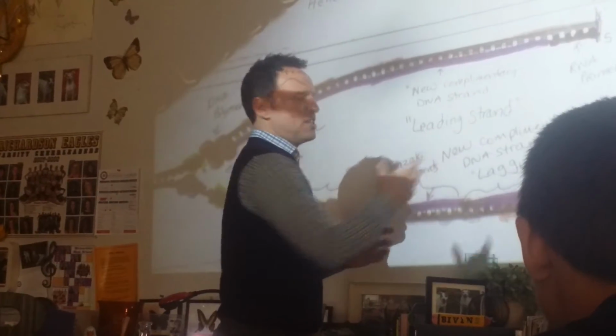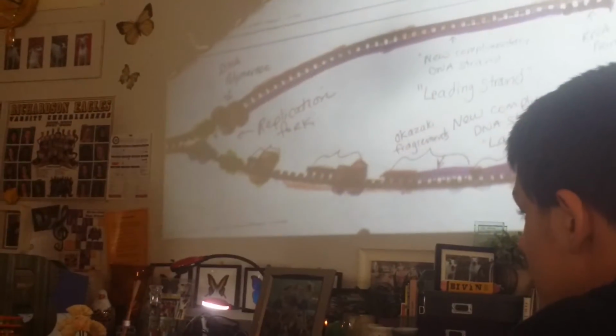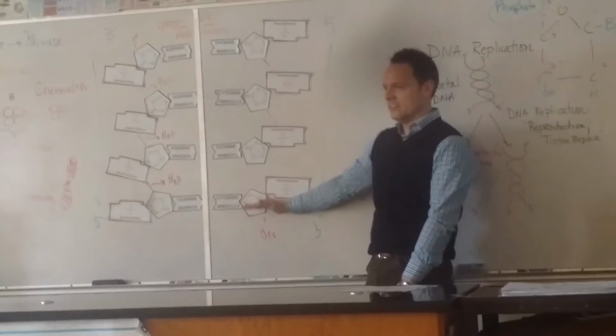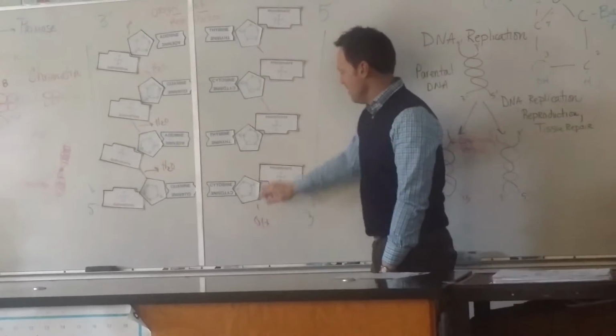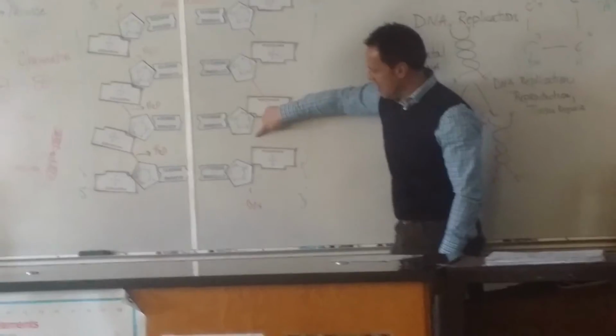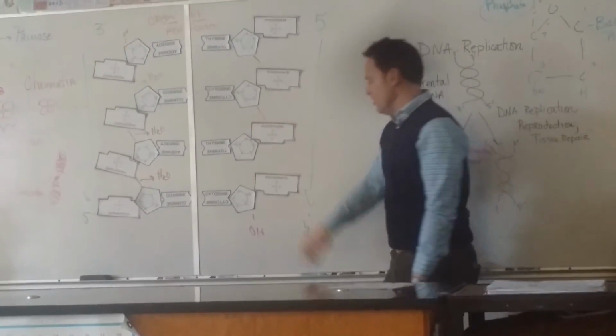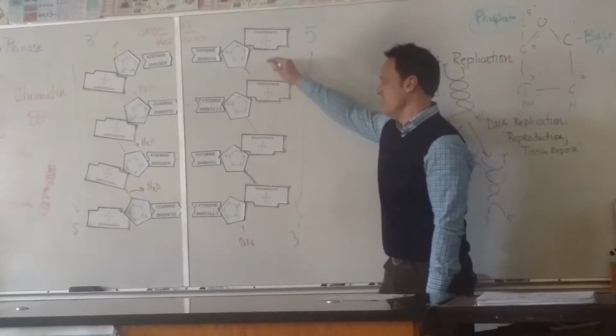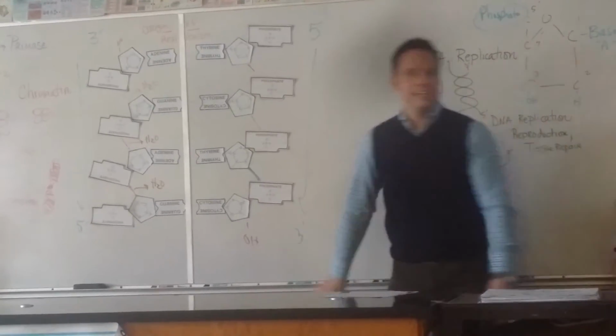So I've got all these fragments, but there's a problem. Let's say that here is one Okazaki fragment, and then here's another Okazaki fragment down here. But this fragment is not connected to this fragment. There's no bond linking them together. So there is another enzyme that comes through and makes a bond to connect the fragments together.